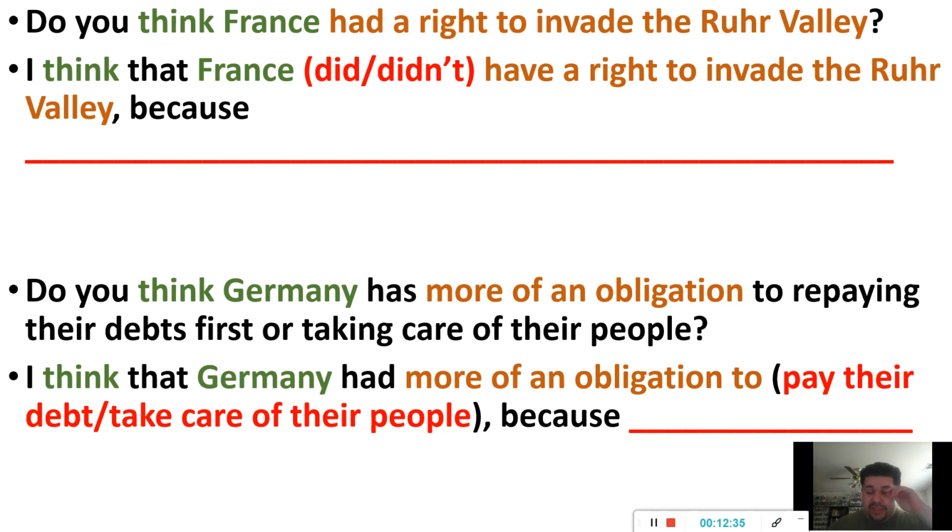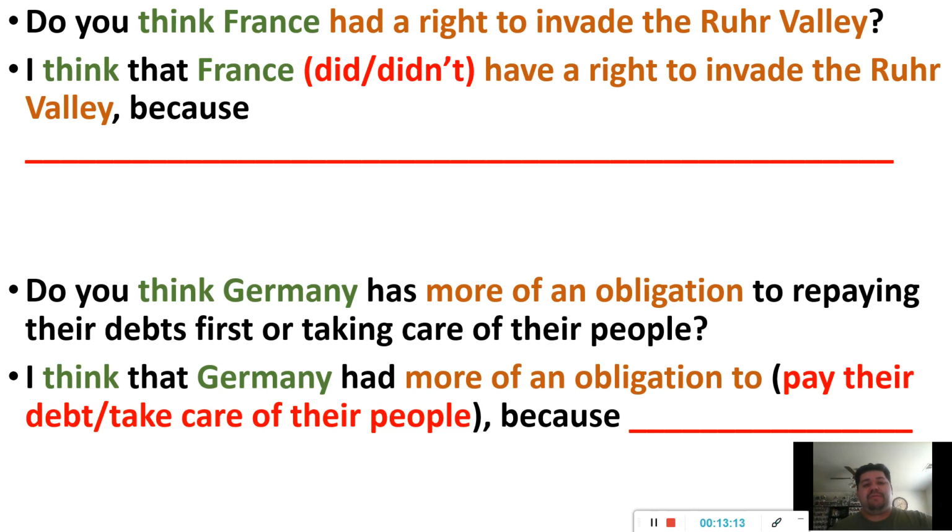Now I put these different colors to show you how you can basically use the question to make an answer. Again, we're trying to teach you guys how to write complete sentences. So I'm giving you the writing prompt right there. When you respond on your Google Forms, write the whole thing down. Write it all down. Like I'm showing you, do you think France had a right to invade the Ruhr Valley? You can see think and France right there in the response.